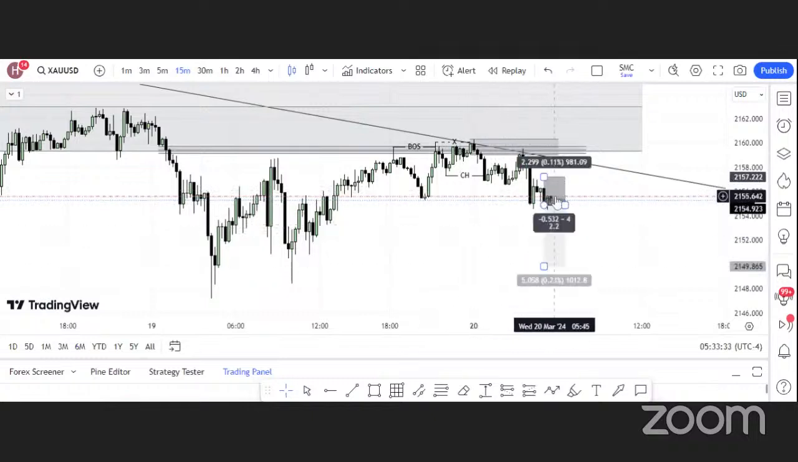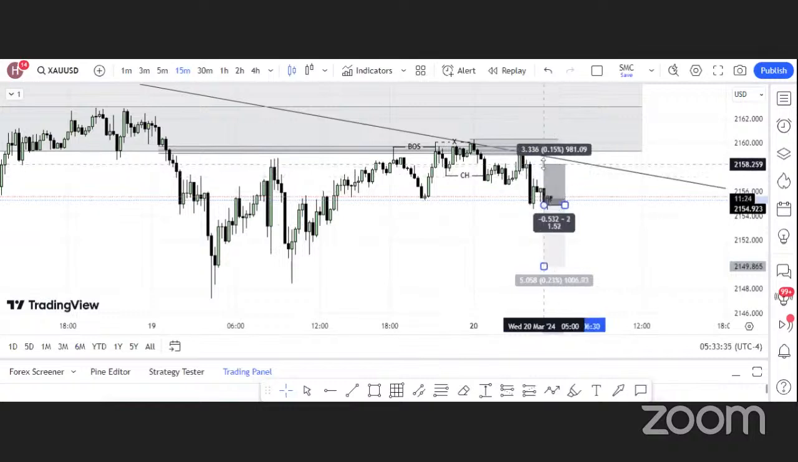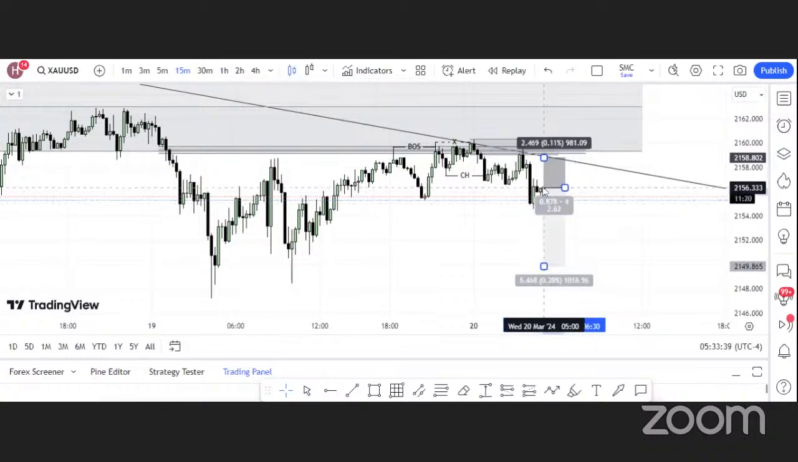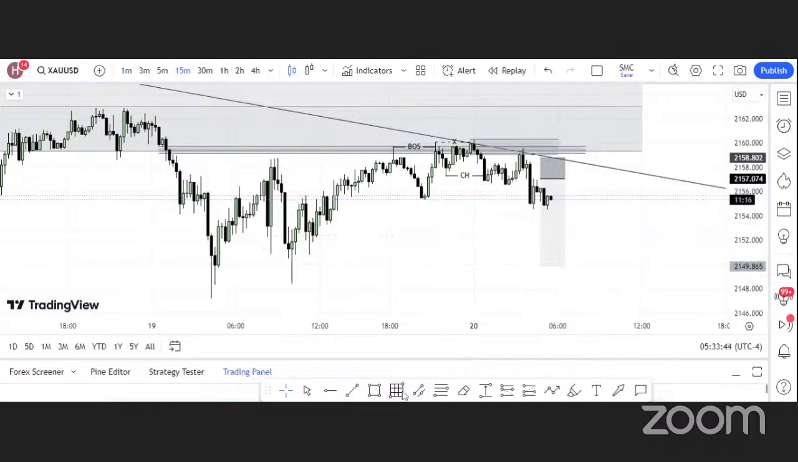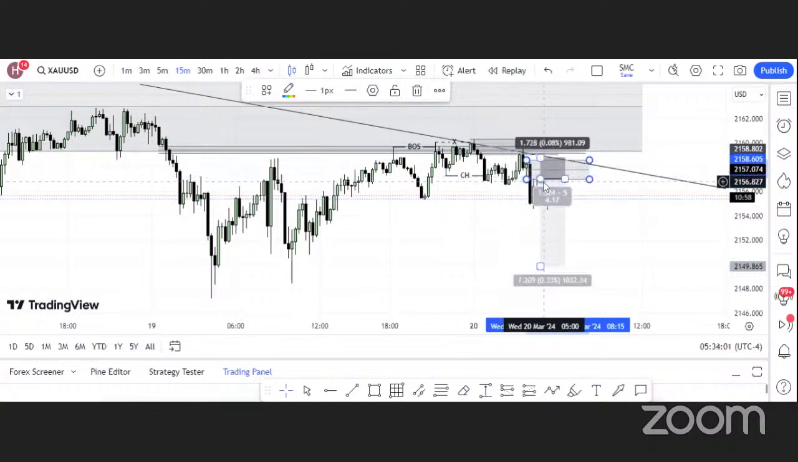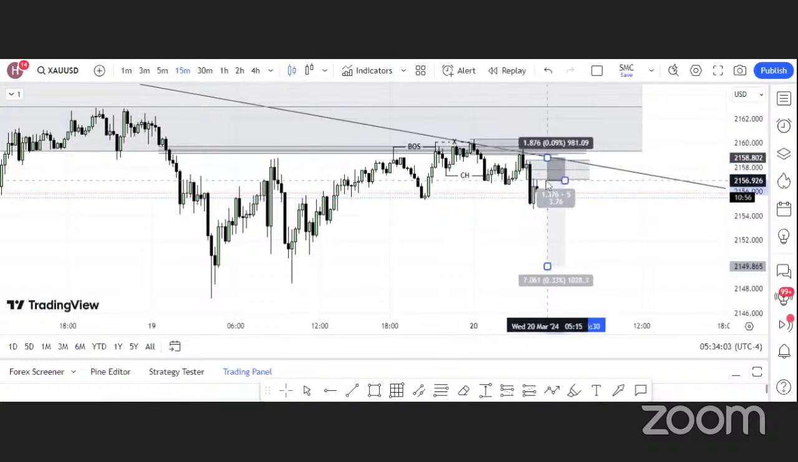So I would prefer waiting for the market, because we have multiple areas the market can still reverse from. We have this zone, right? We have this zone. The market hasn't mitigated these zones, so the market can still go bullish, mitigate these zones before moving to the downside.